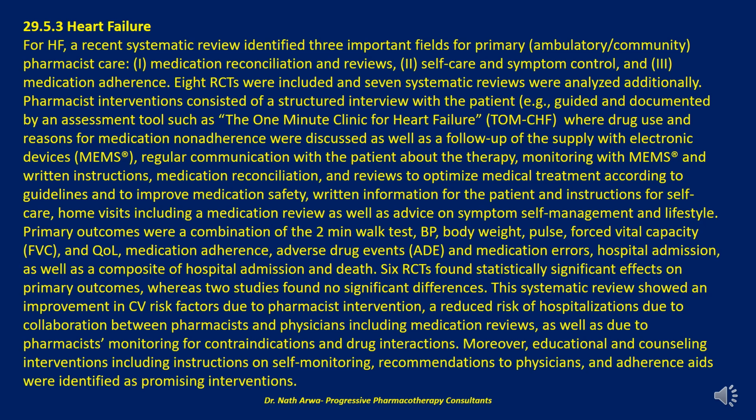Primary outcomes were a combination of the 2 minutes walk test, BP, body weight, pulse, forced vital capacity, abbreviated as FVC, and quality of life, medication adherence, adverse drug events, abbreviated as ADE, and medication errors, hospital admission, as well as a composite of hospital admission and death. 6 RCTs found statistically significant effects on primary outcomes, whereas 2 studies found no significant differences.